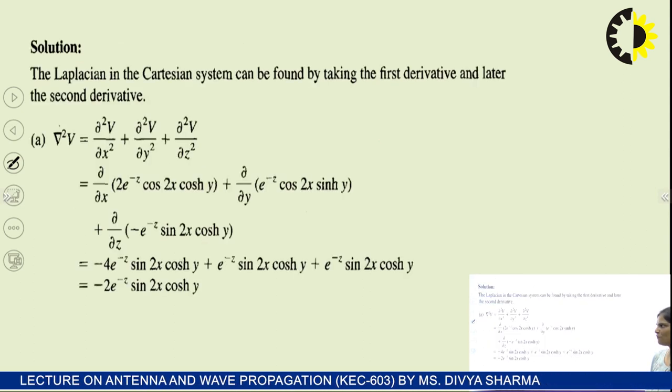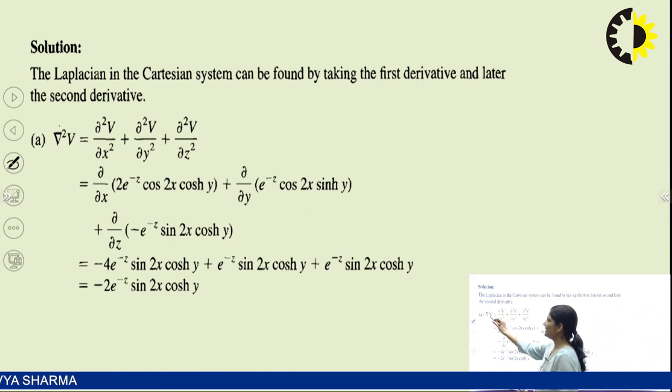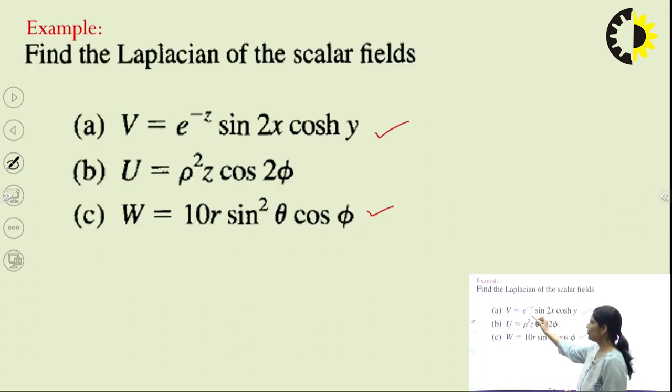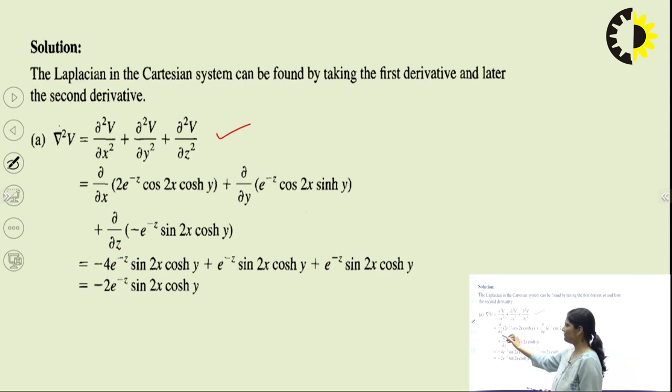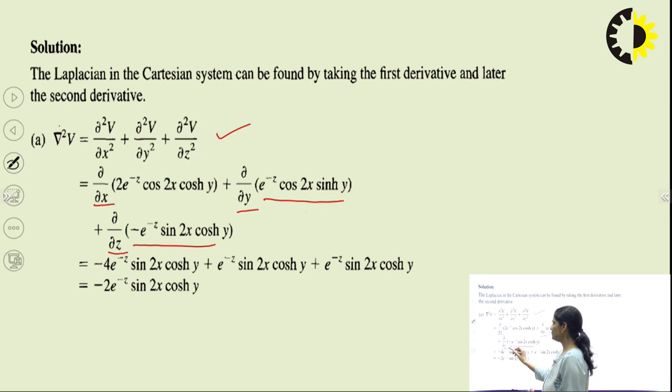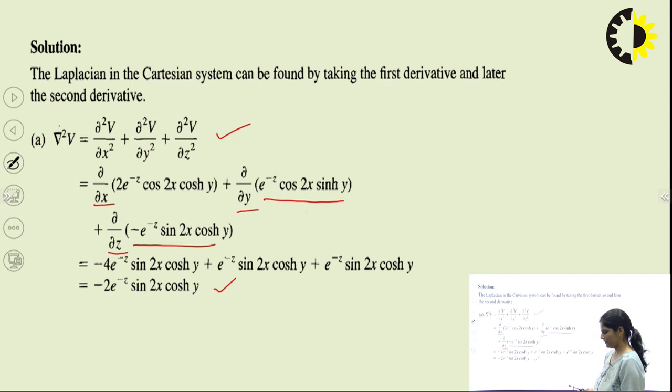So first you should know the formula for Cartesian. Here, del square V in Cartesian form, you have to write as del square V upon del x square, del square V upon del y square, del square V upon del z square. So put the value of V from this question, e to the power minus z sine 2x cos hyperbolic y, and differentiate it with respect to x. Now again put the value of V and differentiate it with respect to y. Here put the value of V and differentiate it with respect to z. And you will get the final result, which is equal to minus 2 e to the power minus z sine 2x cos hyperbolic y. So this is the Laplacian of this scalar V.